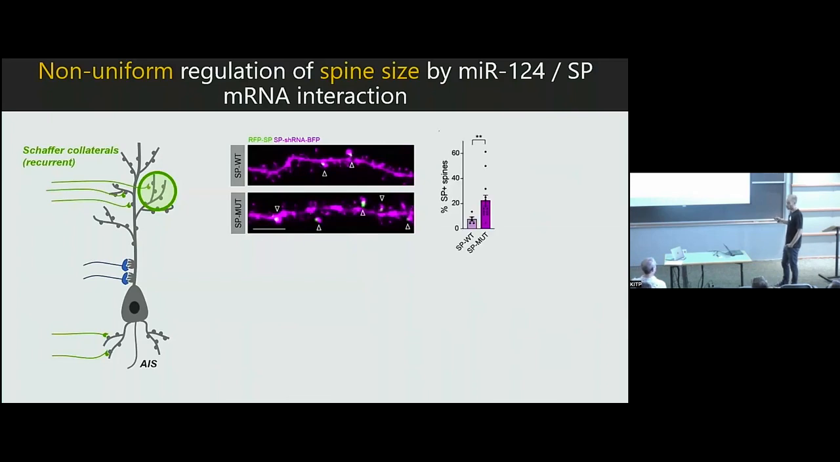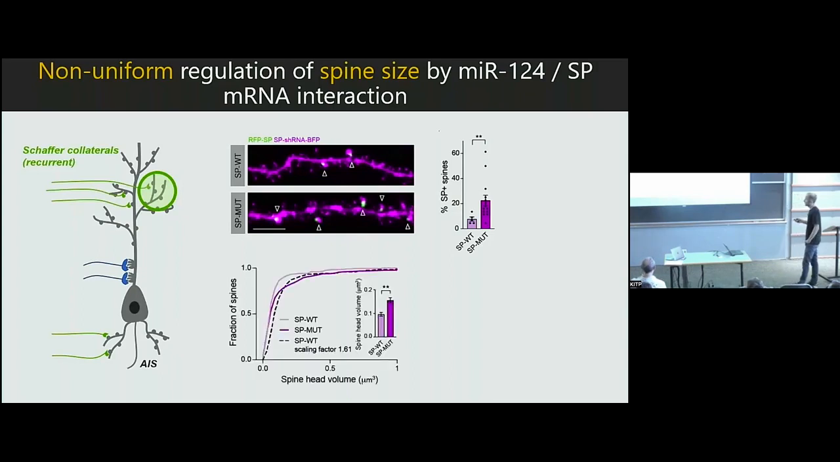And when you mutate the 3' UTR of this synaptopodin construct to prevent the targeting by miR-124, you can see that you have a large increase in the percentage of spines containing synaptopodin. This is very striking. And this is accompanied by a non-multiplicative increase of spine size, which recapitulates what we have observed before in cultured neurons upon TTX treatment. So again, this suggests that the regulation of synaptopodin expression by miR-124 regulates spine size in a non-multiplicative manner.